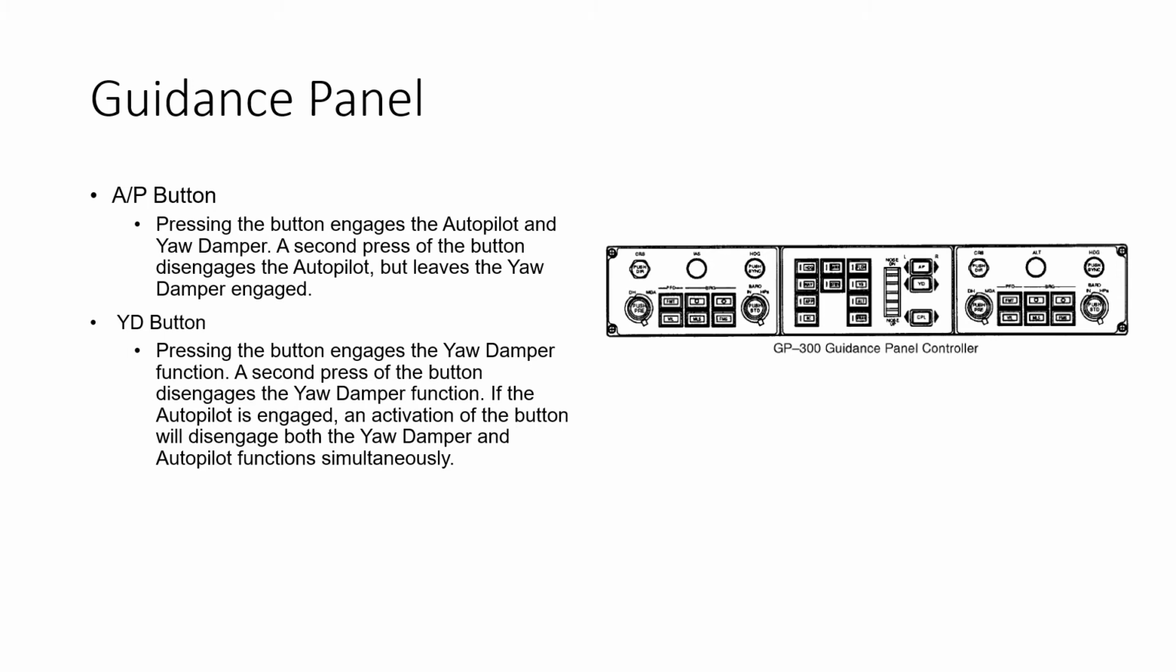Underneath, you've got the yaw damper button itself. When you push the yaw damper button, it engages the yaw damper, and when you push it again, it disengages it. If the autopilot is engaged, as we know, then by default the yaw damper will also be engaged. So when you push the yaw damper button in that situation, it's going to cause a disengagement of both the yaw damper and the autopilot simultaneously, because you cannot have the autopilot without the yaw damper.